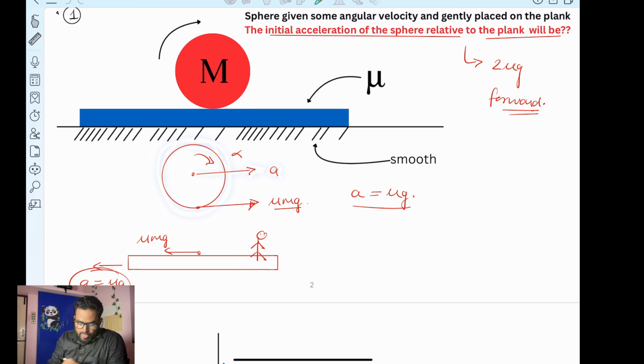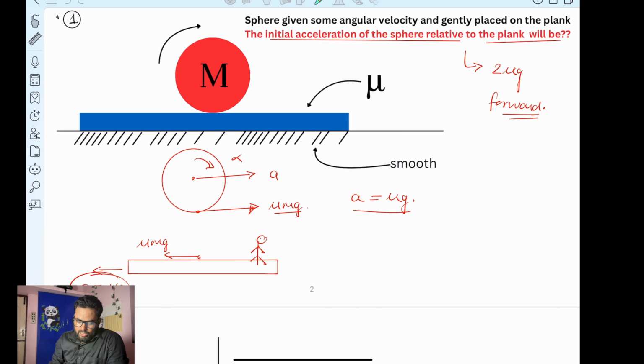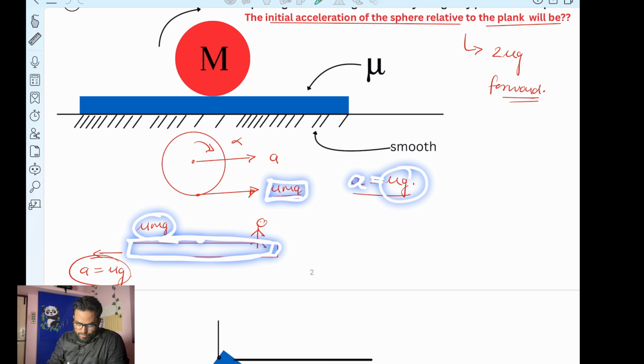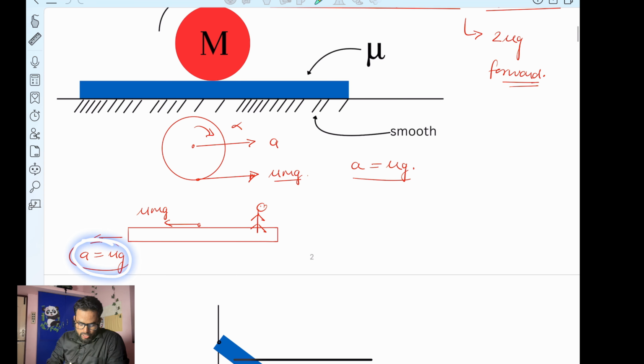At the contact point there would be friction. That friction would be mu into normal, because obviously in the start there would be slipping between them. So this friction is kinetic friction, mu into normal, mu mg. The same friction acts on the plank, backward, mu mg. So you can write the acceleration as force by mass, mu g, and for the plank, force mu mg, and the mass of the plank is also m. Both the sphere and the plank are of the same mass, so the acceleration here would be mu g.